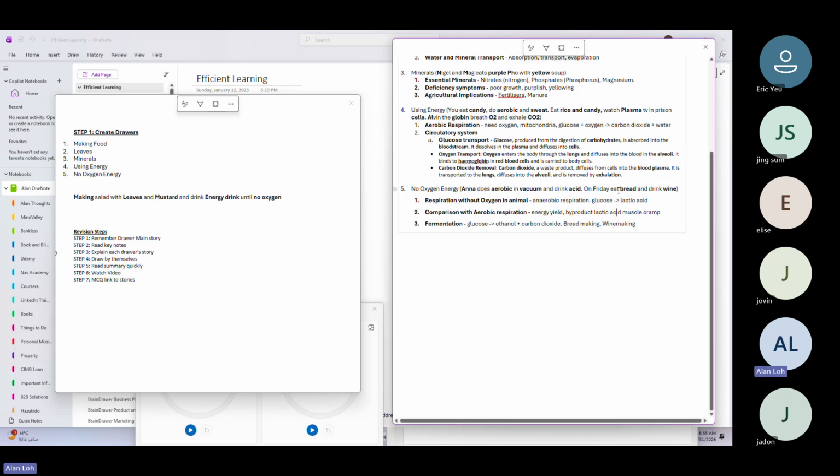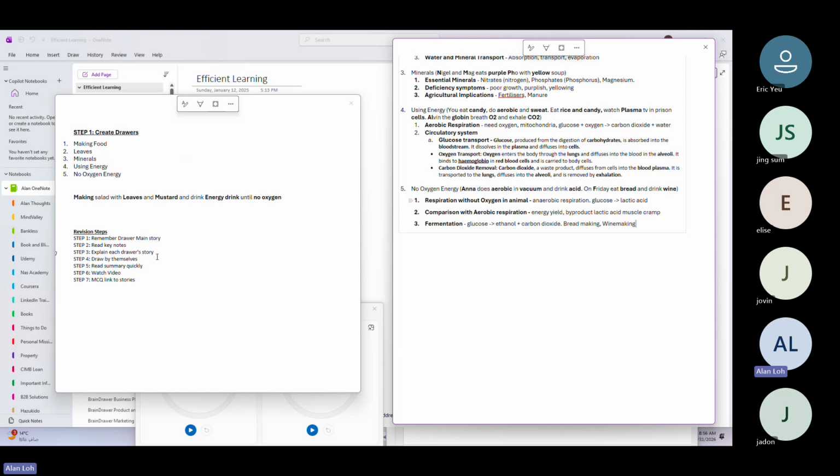Then on Friday, you eat bread and drink wine. So Friday means fermentation. Bread making and wine making is done using this process called fermentation. So it's from glucose changed to ethanol and carbon dioxide. Right.